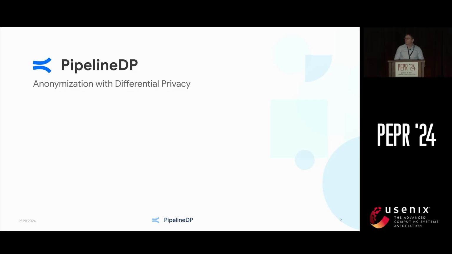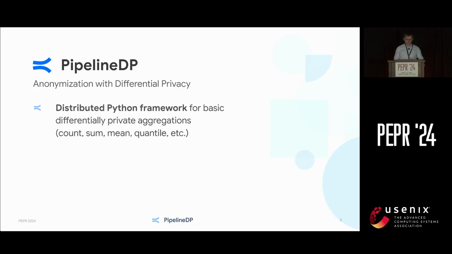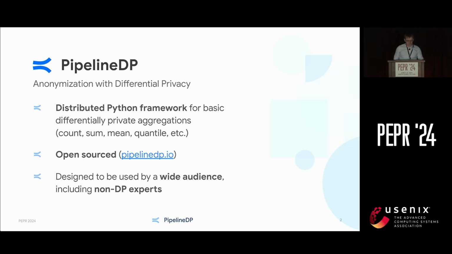PipelineDP is for doing anonymization with differential privacy. And this is a Python library for distributed computations, for computing basic differentially private aggregations, such as count, sum, quantiles, and so on. And it's open sourced. You can check it on the PipelineDP.io website. And this is a joint project between Google and the OpenMined privacy community. And PipelineDP is designed for a wide audience, which includes, of course, non-DP experts.